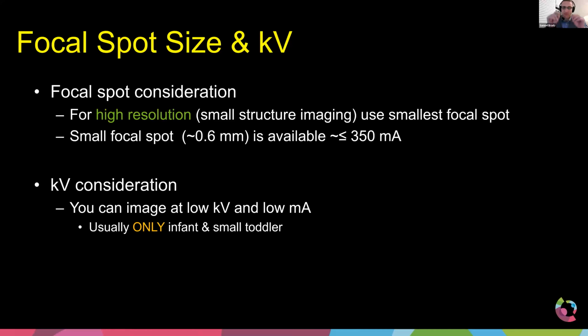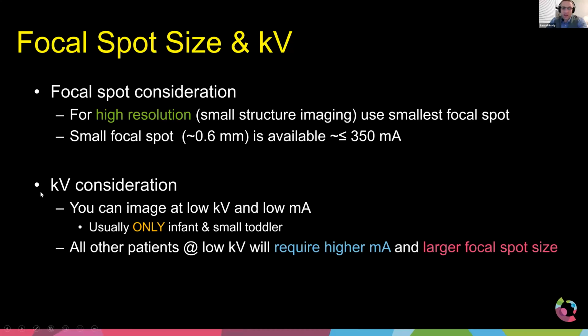And if I'm constantly increasing my MA as I go lower and lower in KV, there's going to come a point where you're going to need more MA than 350. Therefore, lower KV imaging, especially when we're doing it in adults, because we can do a fair amount of 90 and 100 KV imaging in adults, almost always requires more than 350 MA. Therefore, you will be using a larger focal spot.